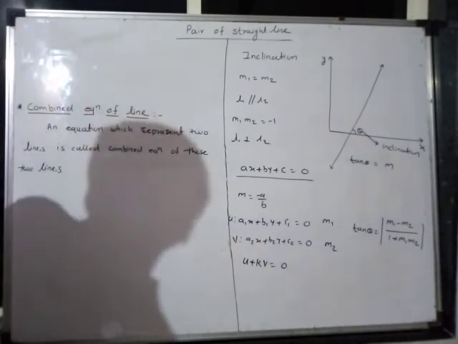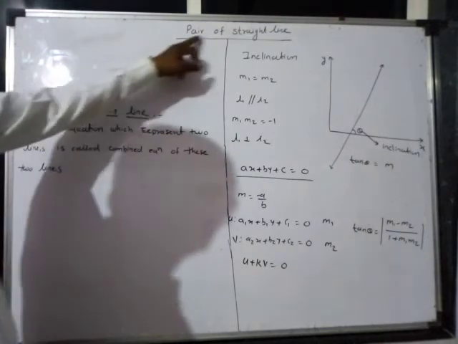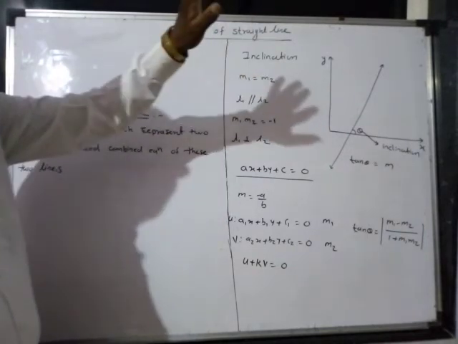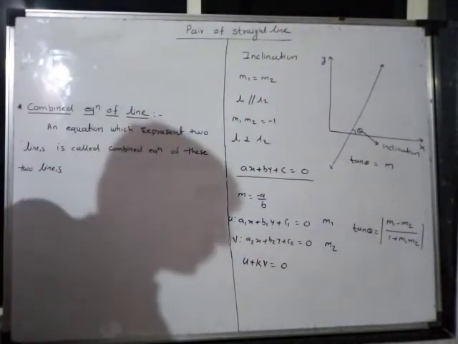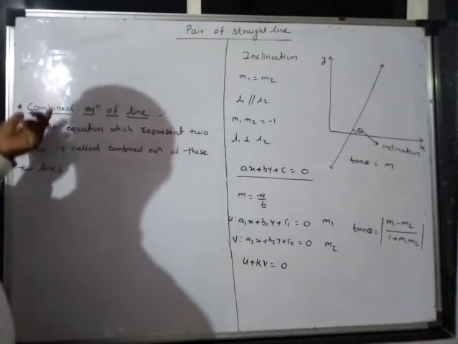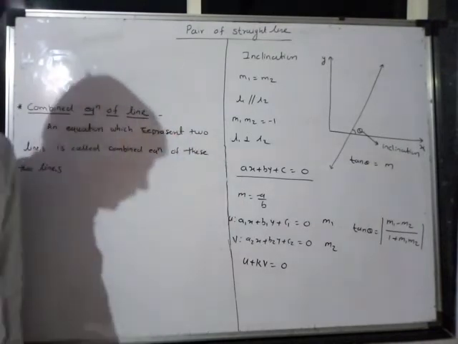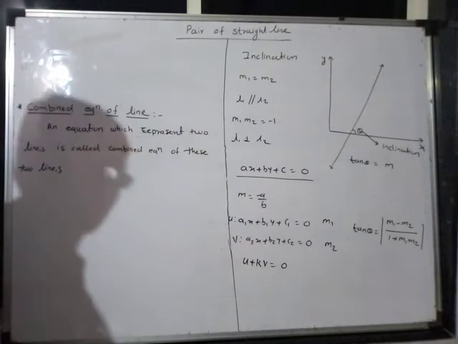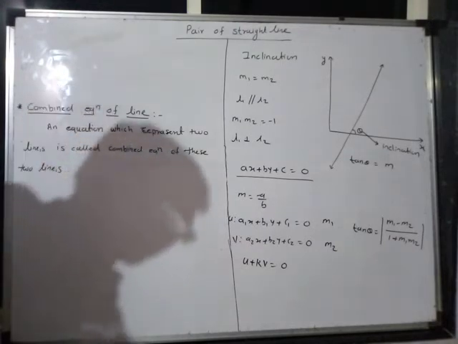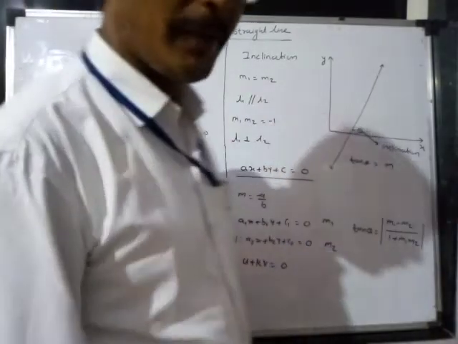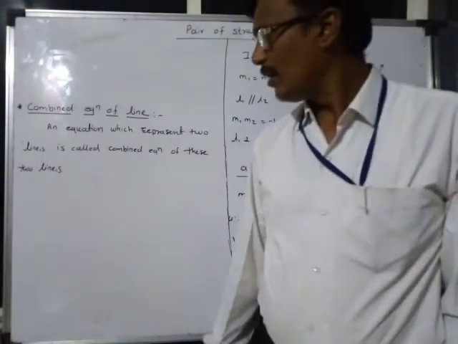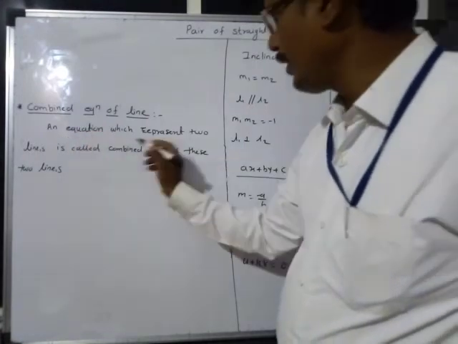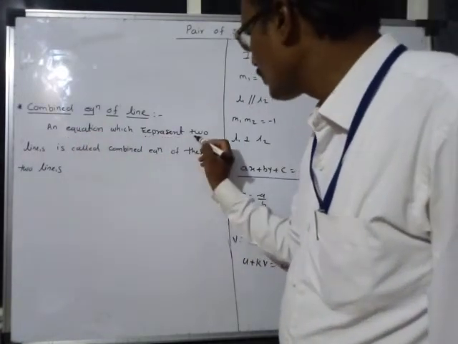Today we are going to start with the pair of straight lines. So in the pair of straight lines, the first point is the combined equation of the lines. Which equation is called the combined equation of the lines? An equation which represents two lines.